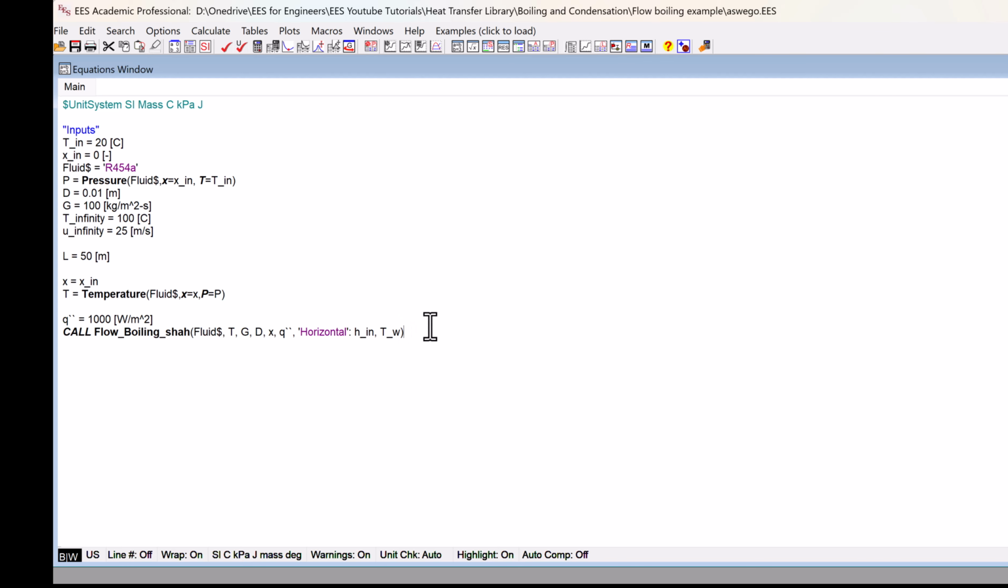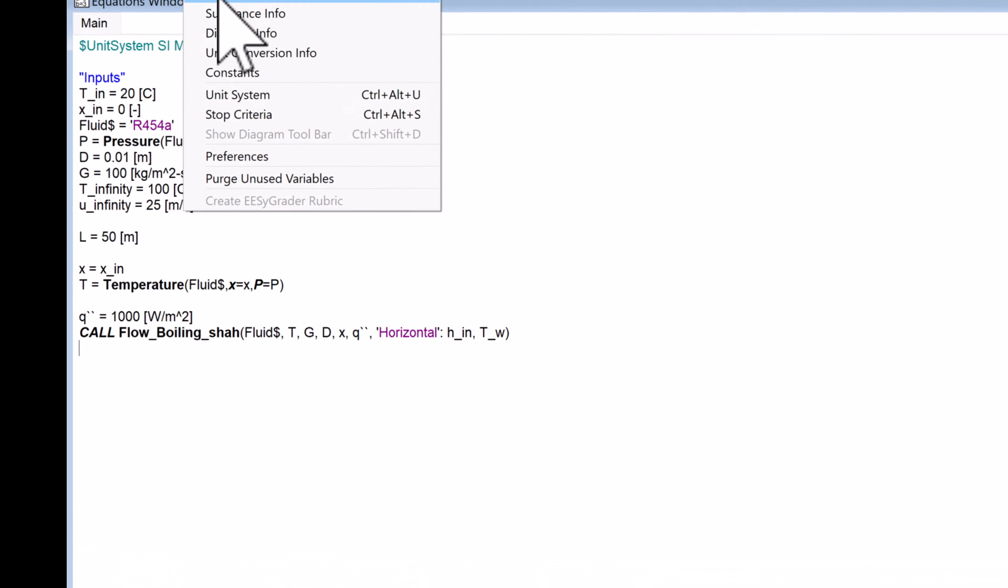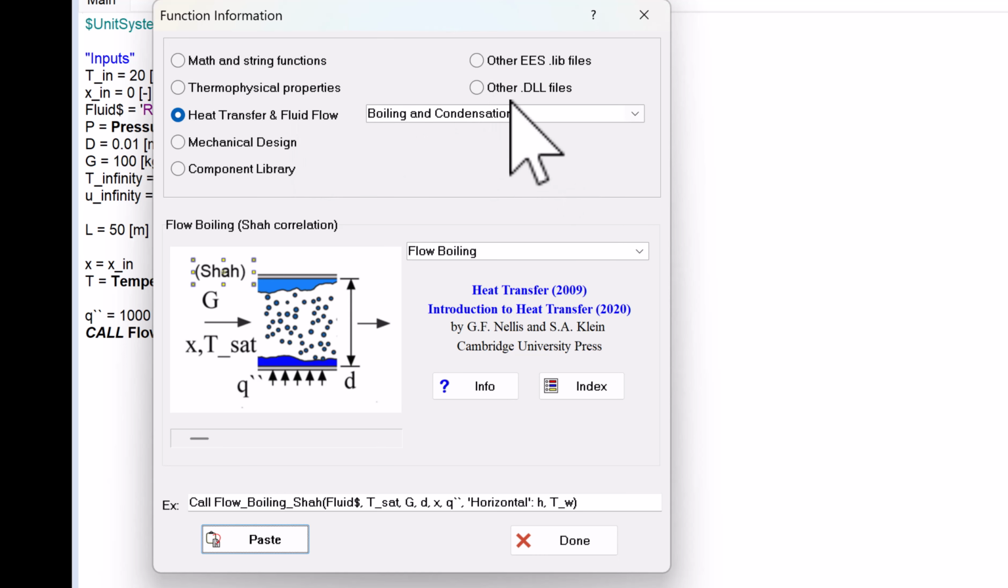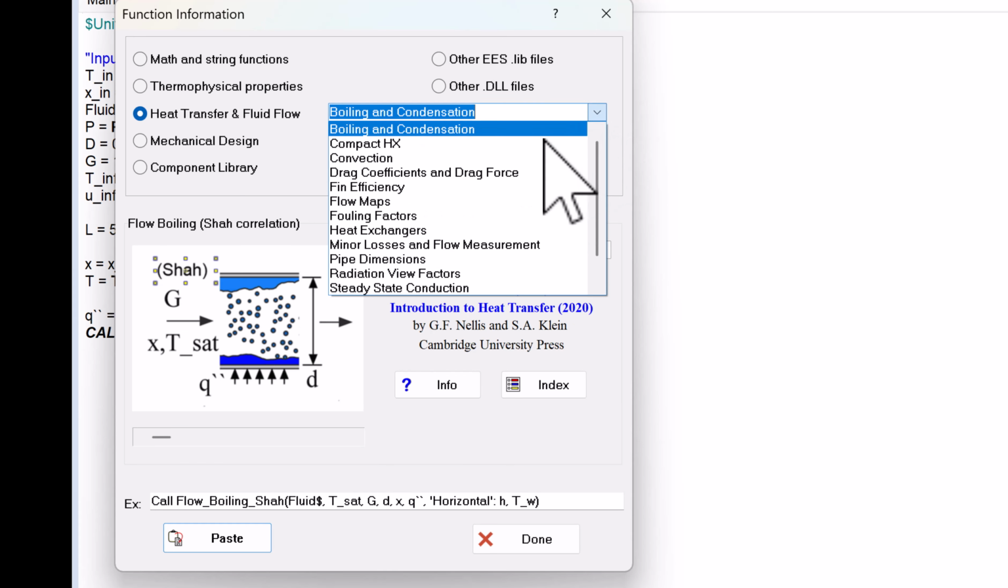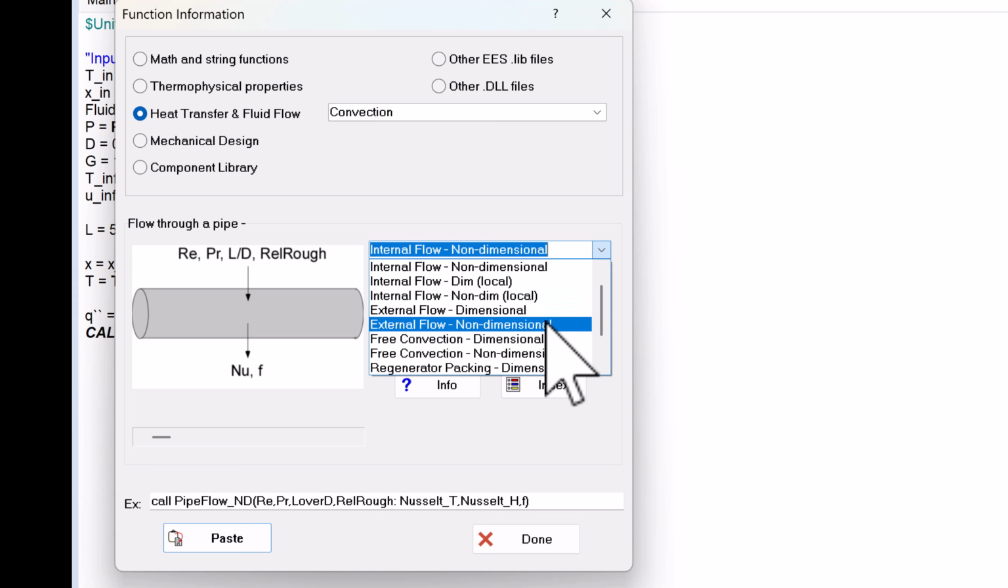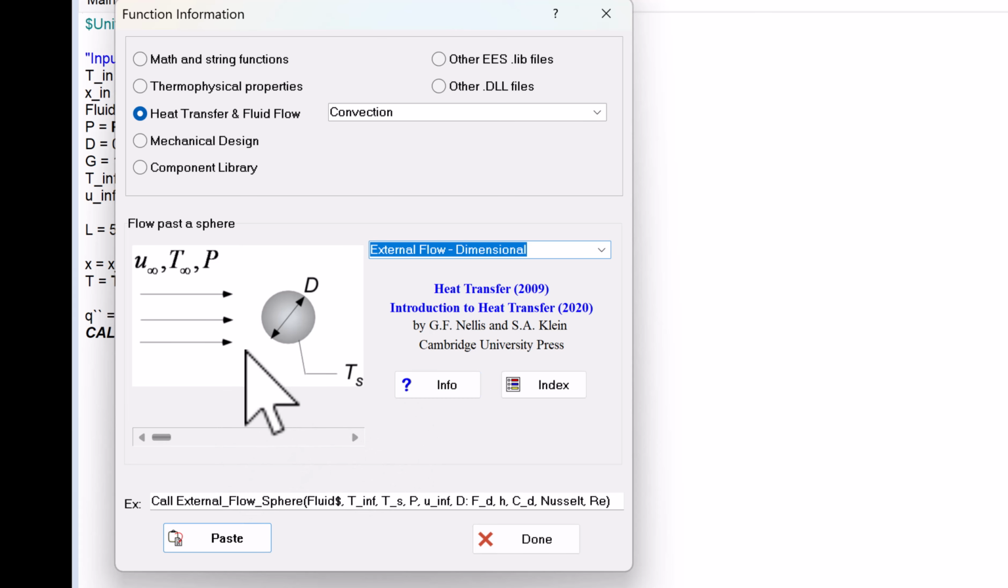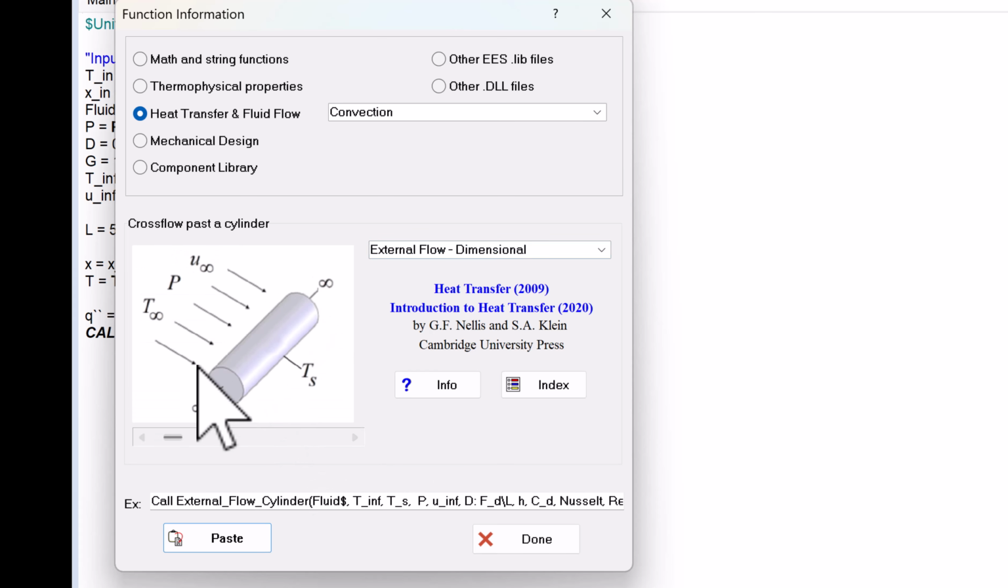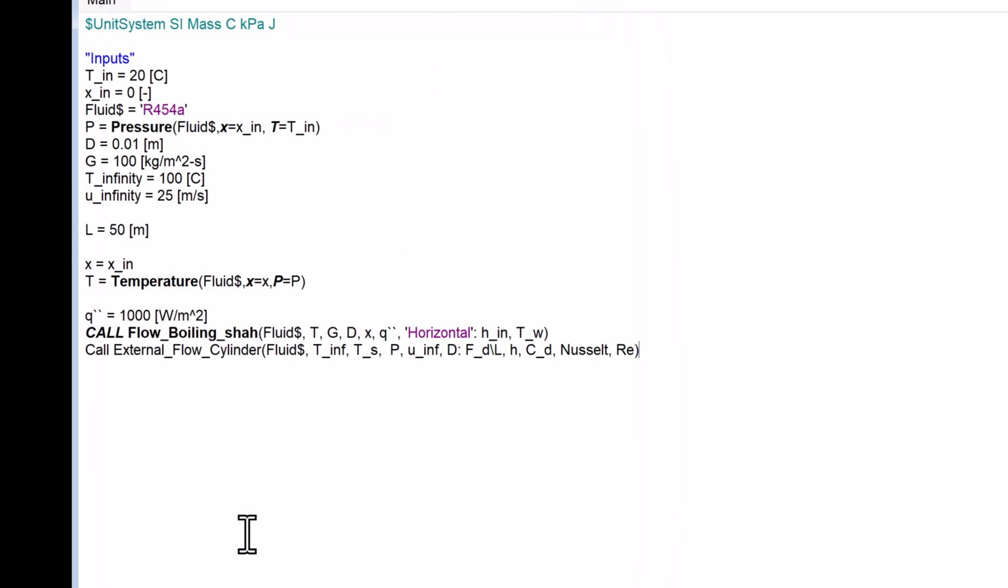Next thing to do, I think, is go ahead and figure out the heat transfer coefficient on the outside of the tube. So sticking with the heat transfer library, but now convection, and in particular external. We can either do dimensional or non-dimensional. It's a heck of a lot easier to use dimensional. So this is flow across a sphere. I want flow across a tube. So let's paste that guy in there.